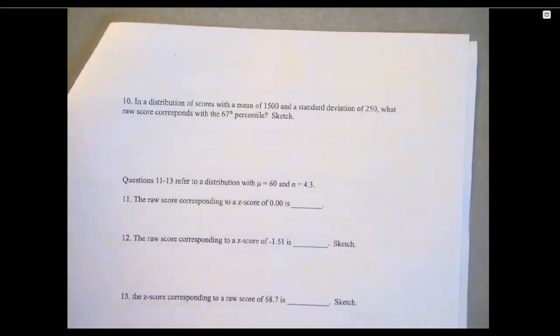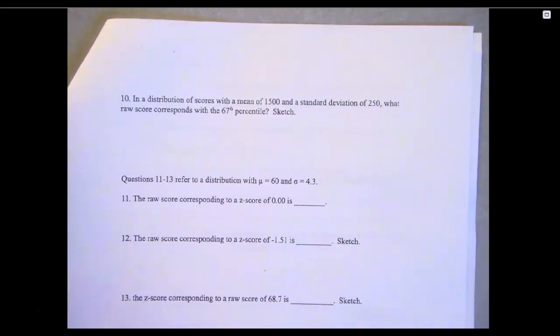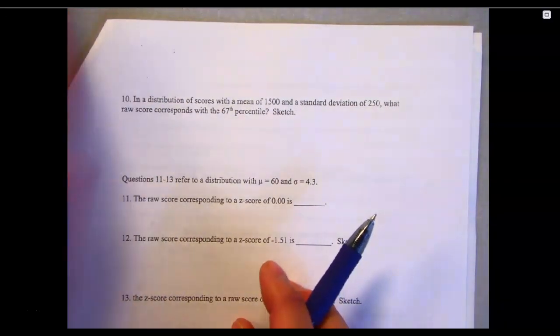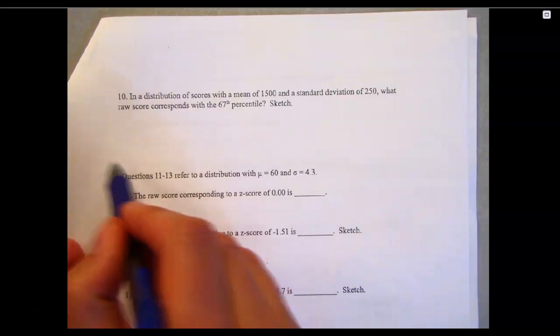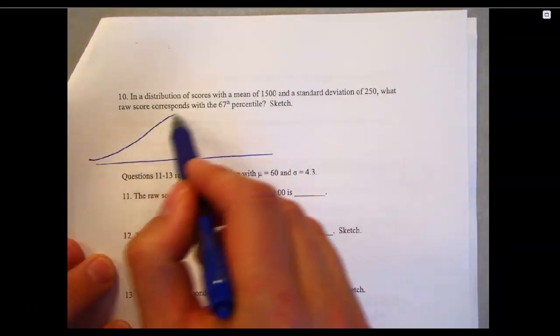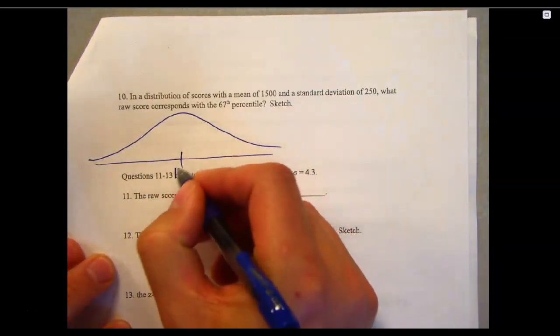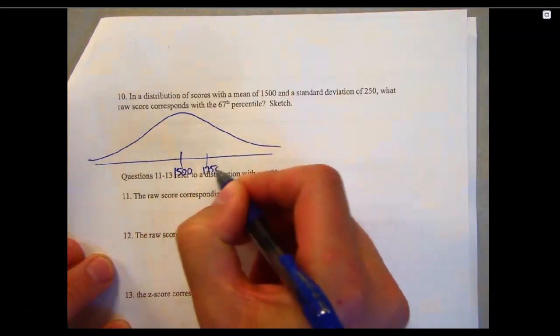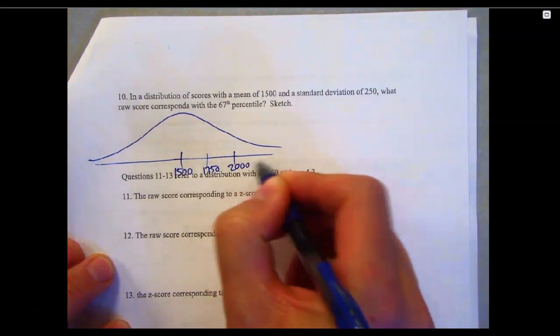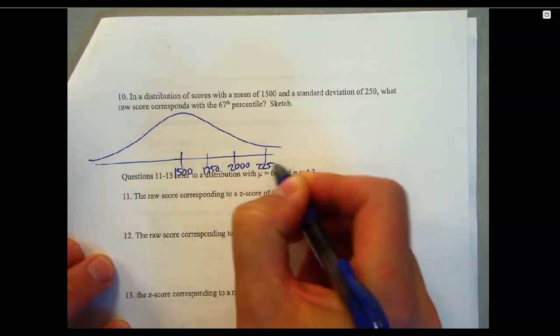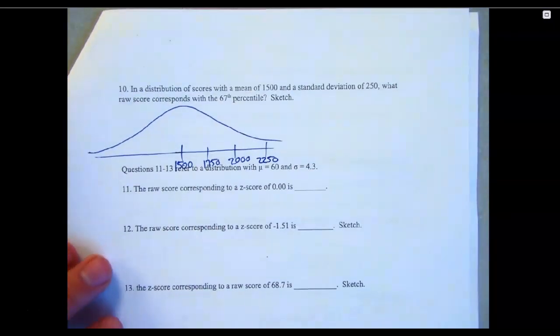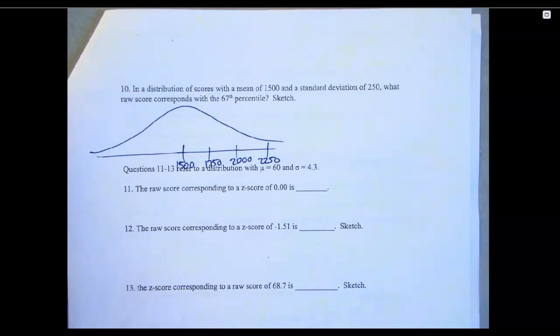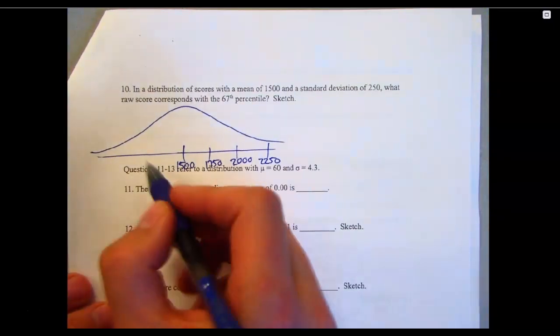Number 10. So we got a mean of 1,500. Standard deviation of 250. I'm only really going to worry about putting the numbers above.